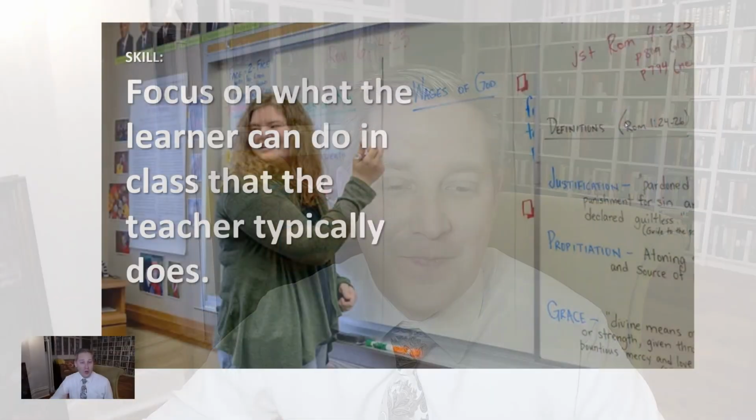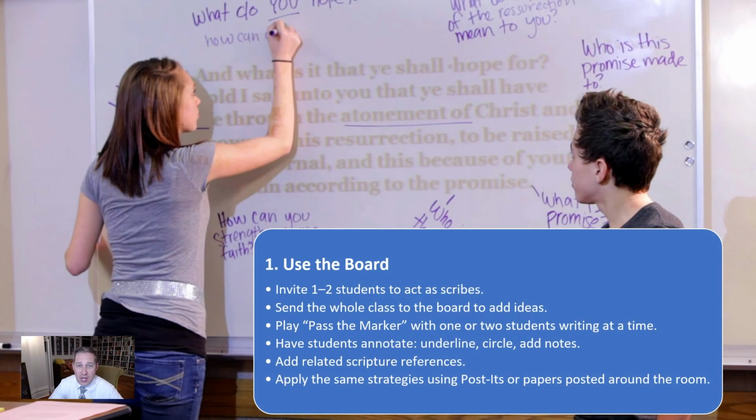Here goes. One, use the whiteboard. Invite students to come up. They can come one at a time. You could send the whole class up at once. You could break them into groups. They could underline, mark, annotate. You could play pass the marker, where a couple people come up and then they pick other people to come up and do it. They could add scripture references.